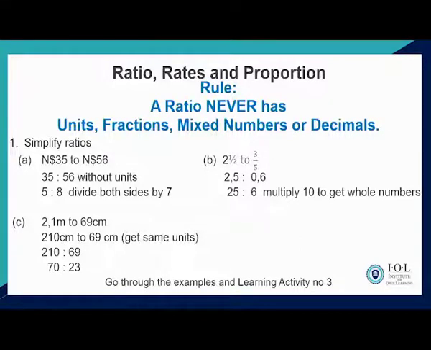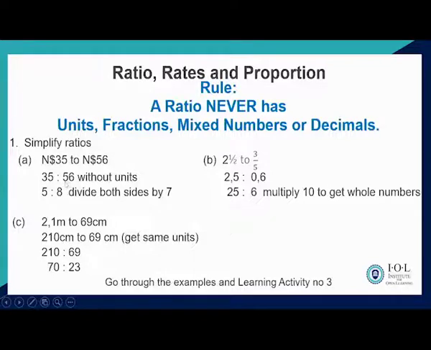So the first thing you do is, all the decimals are gone, all the fractions are gone, there may not be units. Then they must be in the same units first. $35, $56. It's definitely in the same units, so I can leave out the dollar sign now. Now I just write 35 to 56 without units. Now that is in a correct way, but it must always be in simplest form.